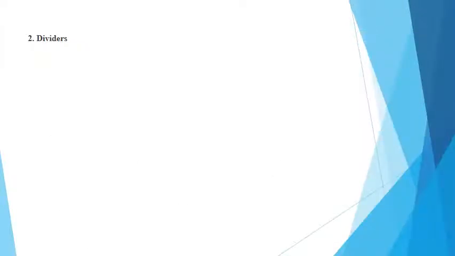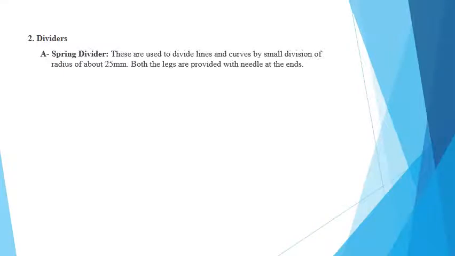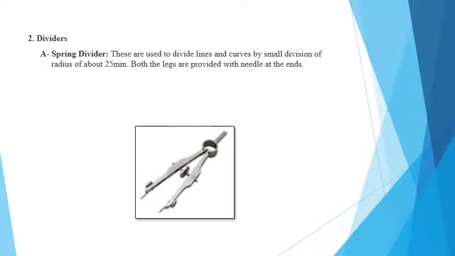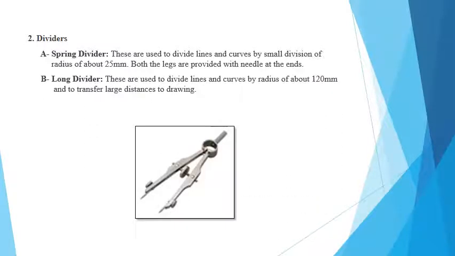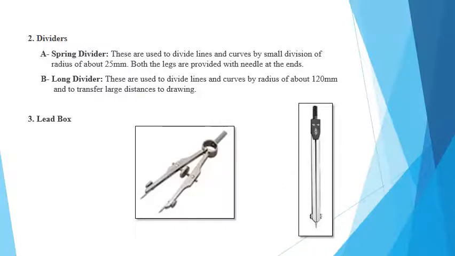Other than the compass, in the instrument box we have dividers. The main purpose of the divider is to transfer distance from one drawing to another or to transfer the measurement from a scale to the drawing. In the instrument box we have dividers of two types. First we have spring dividers. These are used to divide lines and curves into small divisions of radius of about 25 mm, and both legs are provided with needles at the ends. And we have the long dividers. These are used to divide lines and curves and to transfer long distances of radius of about 120 mm. In the instrument box we also have a small lead box to keep pencil lead safe, which will be used with the compass to draw arcs and circles.